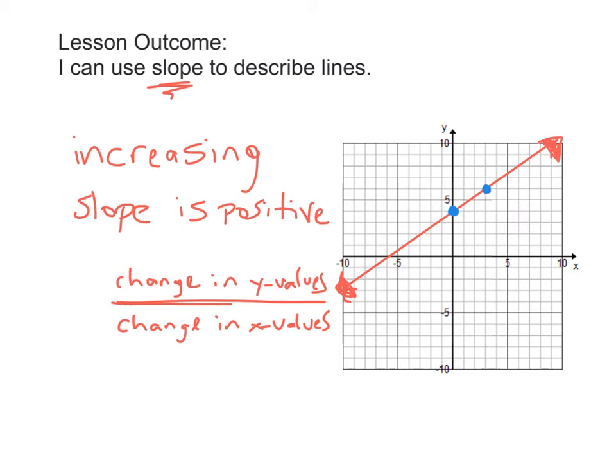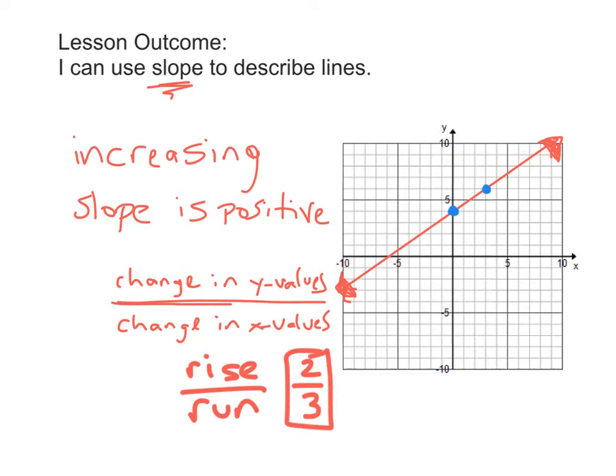It has to go in the numerator, because another phrase that you probably have heard before is rise over run. So how much does it rise and how much do you then run over? So from here, we rise 2 units, and then from there, we run 1, 2, 3 units to get to the other point. So our rise for this line was 2, and our run was 3. So the slope of this line is 2/3.